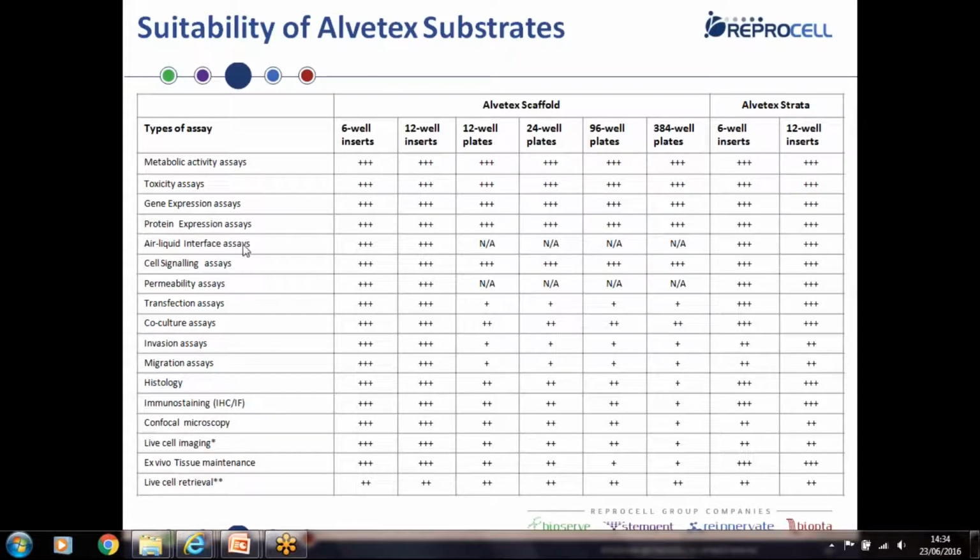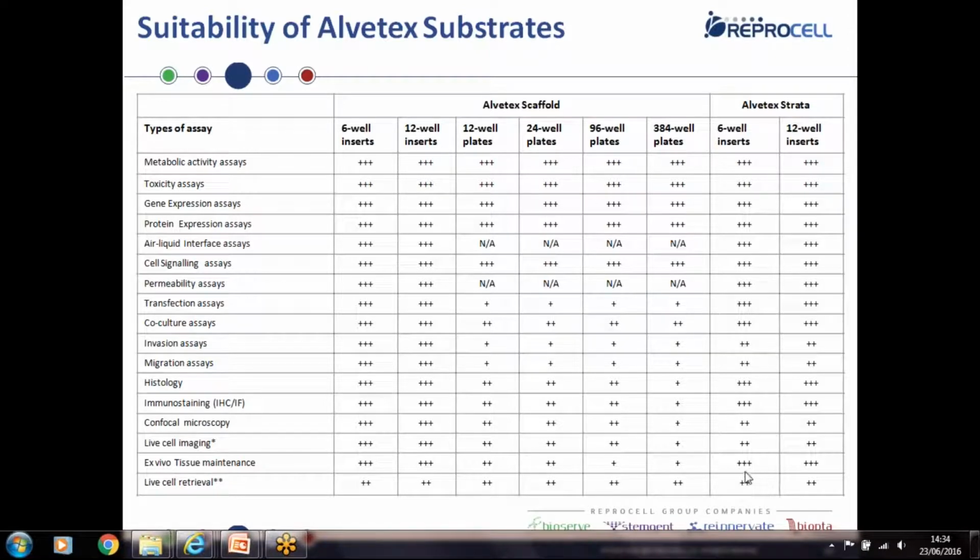And then we have applications which are suited better to one system than the other. Obviously, air-liquid interface is only going to happen in insert. You're not going to be able to do it in plate. Permeability, for the same reason, is only going to be possible in inserts. Strata is better for things like invasion assays. Again, depending on your cell type, but if you want to differentiate between slightly invasive and very invasive, Strata is a good idea.